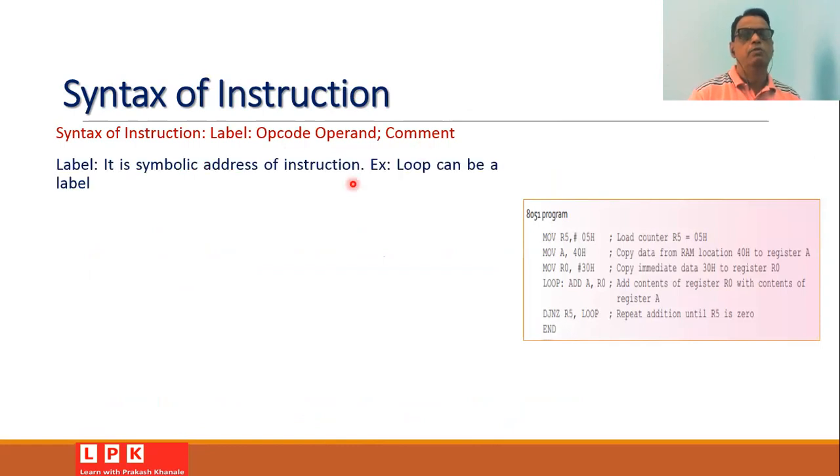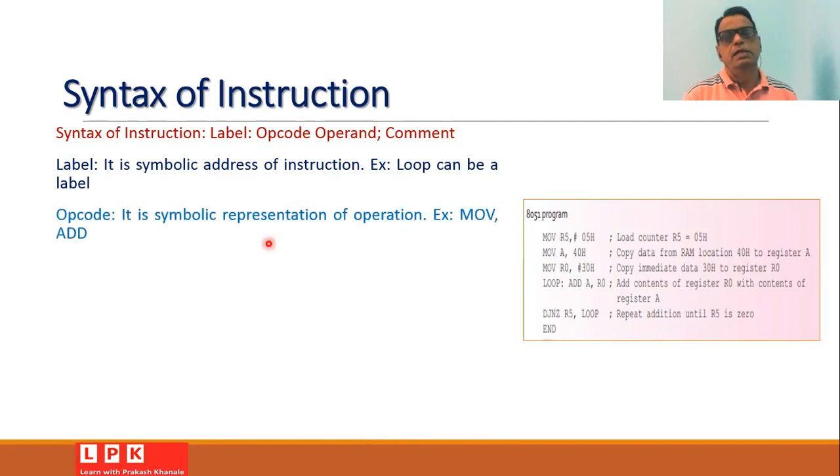Label, you can say, is a name given to the instruction line, or you can say it is a symbolic address of the instruction. For example, we can use labels such as LOOP1, or FORWARD or BACK, which can be any name given to the instruction line. In the branching instructions, whenever we give the label, the branching will take place to the specified label.